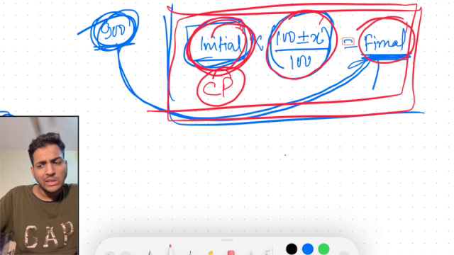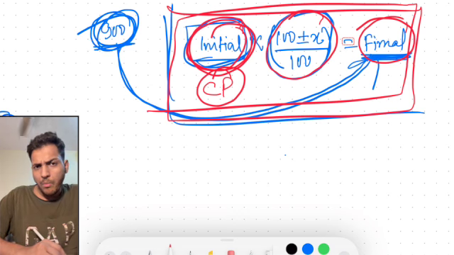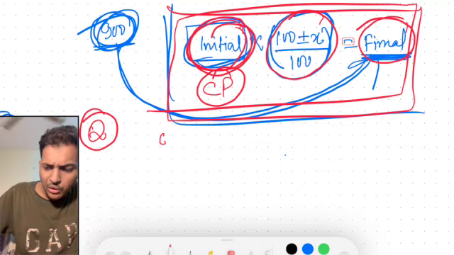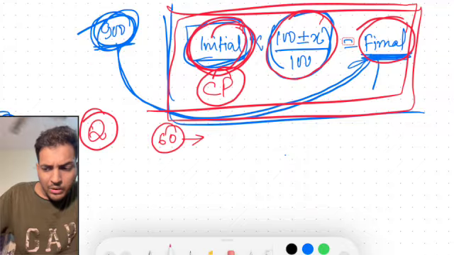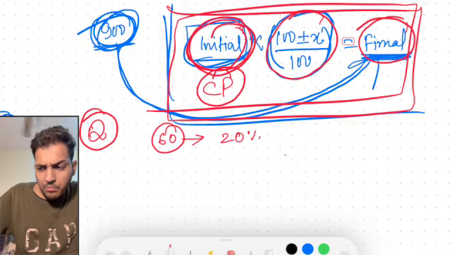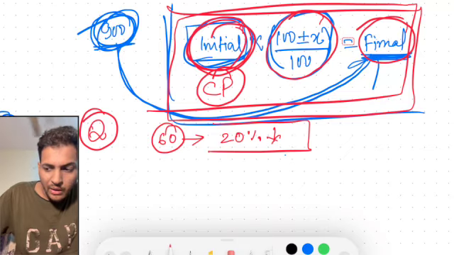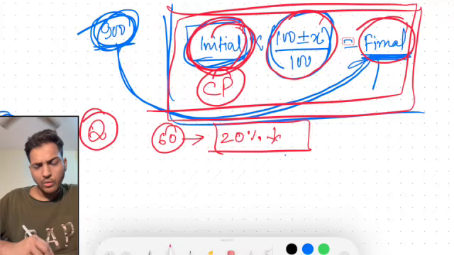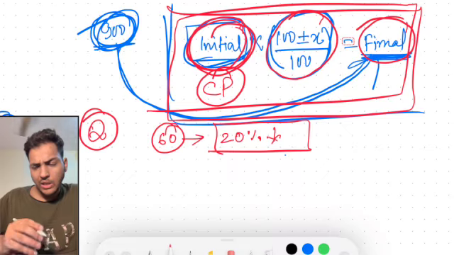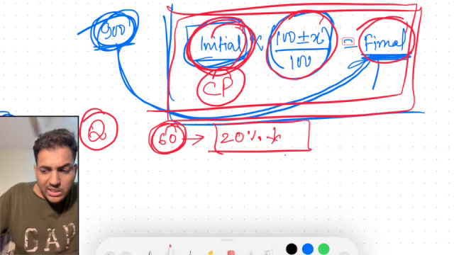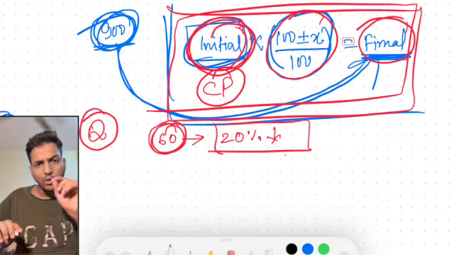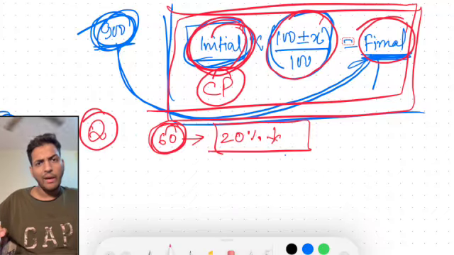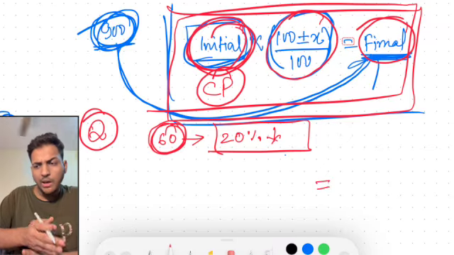Now this initial can be anything: cost price, initial marks, initial weight. Suppose your friend told you, and now I am giving you a question, currently my weight is 60, I have reduced my weight by 20%. Now you have to find what was the weight earlier. How will you find? Very simple. See, this 60 is the initial number or the final number? You just have to decide whether 60 is initial or final. You already know that 60 is current, so 60 is final.